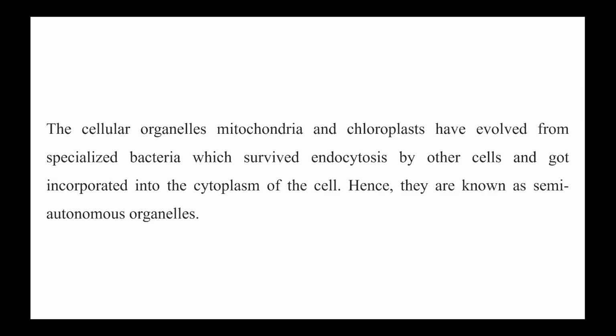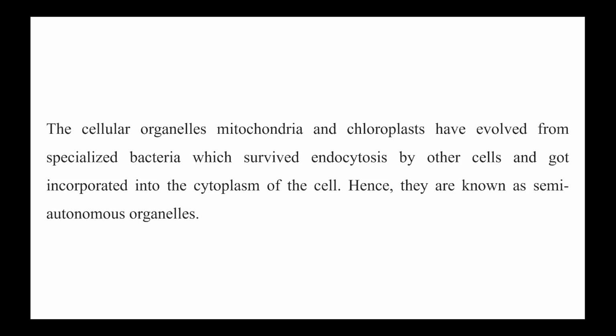So cellular organelles like mitochondria and chloroplast, chloroplast in case of plant cells and mitochondria in case of animal cells, have evolved from specialized bacteria which survived endocytosis by other cells and got incorporated into the cytoplasm of the cell. And hence they are known as semi-autonomous organelles. So during the course of evolution, certain bacteria were engulfed by larger cells, and then those bacteria evolved into an organelle that survived in the cell and became mitochondria or chloroplast.